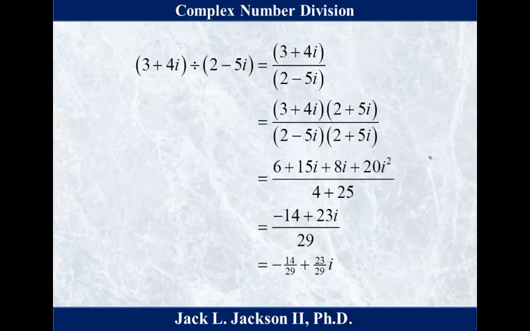And the top you just got to do your FOIL thing here, the distributive property. 3 times 2 is 6, 3 times 5i is 15i, 4i times 2 is 8i, 4i times 5i is 20i squared. 20i squared is going to be negative 20, plus the 6 is negative 14. 15i plus 8i is 23i. 4 plus 25 in the denominator, that's going to be 29. Distribute the 29, and we get negative 14/29 plus 23/29 i. And we see we can convert that into the a plus bi form, which is what we want to do.